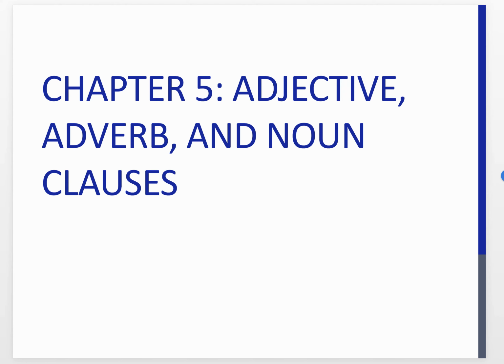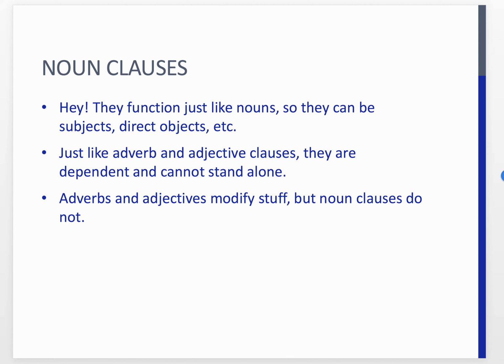Okay, so this is the last mini lecture for chapter 5. In this video, we'll discuss noun clauses. So noun clauses are just like nouns and noun phrases. Because they function like nouns, they can be subjects, direct objects, and all of those other pieces that nouns can be. Just like adverb and adjective clauses, though, they are dependent. They cannot stand alone. And while adverb and adjective clauses modify stuff, noun clauses do not. Noun clauses aren't modifying anything.